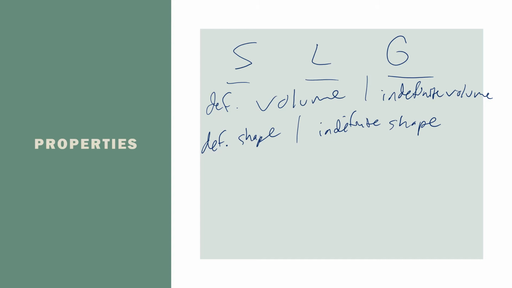Some other general properties that you need to know: solids tend to be the most closely packed and the most ordered arrangement of particles. Liquids are going to be kind of in the middle. Gases are the least tightly packed and the least orderly arrangement. Solids will have the most intermolecular forces between the particles. Gases will have the least intermolecular forces between the particles.